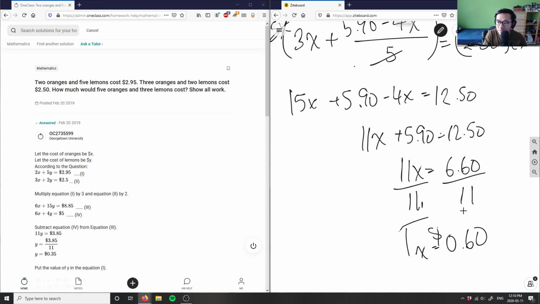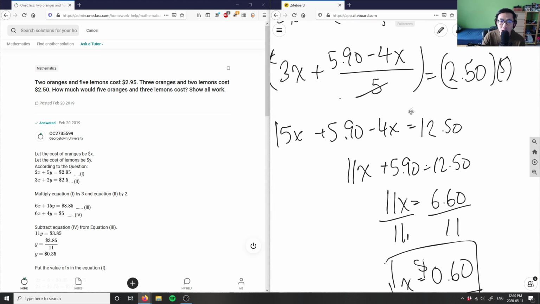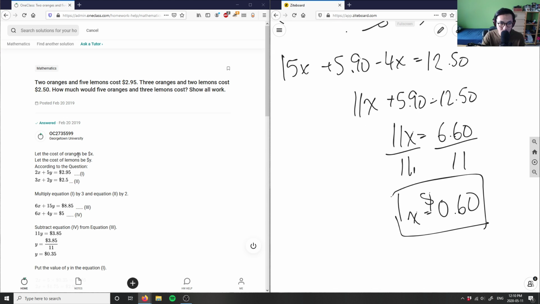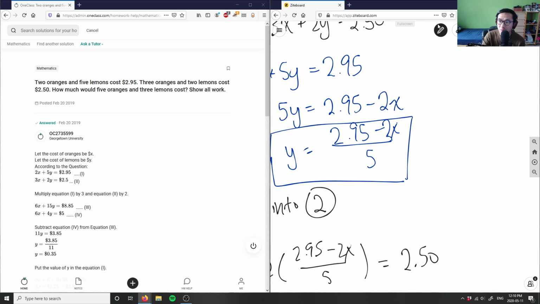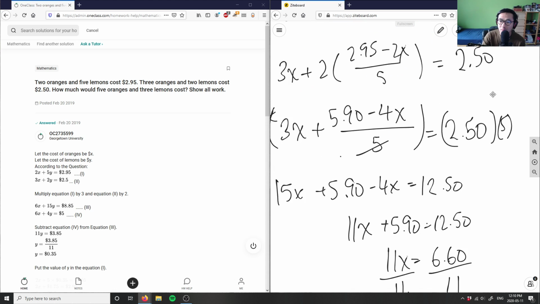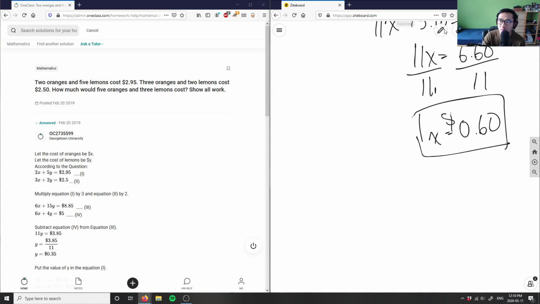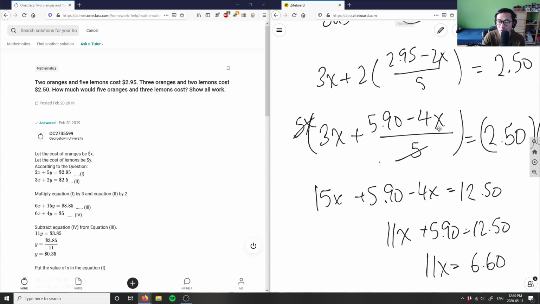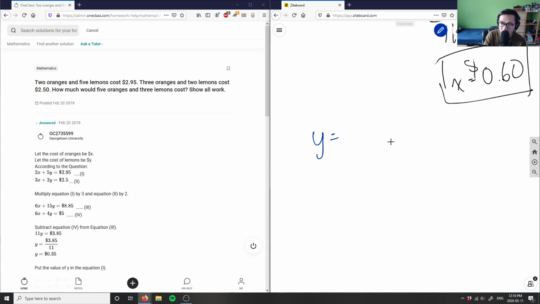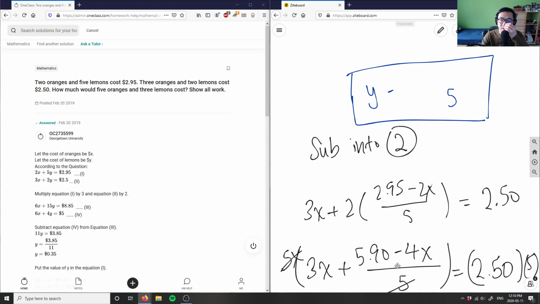So again, this is the cost of my oranges, because I said x is oranges. Now I can find the cost of my lemons. So I can sub this into this equation here, right? So I'm going to rework this and say that y would equal, let's see, I'm taking this formula: 2.95 minus 2x all over 5. Yes, I got that correct.